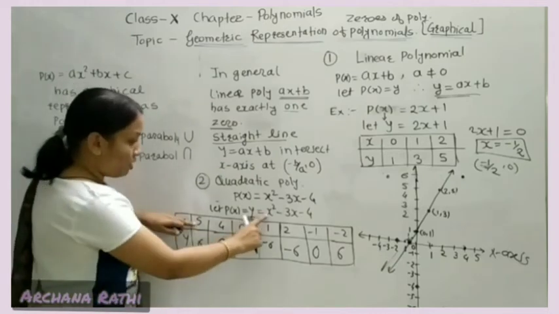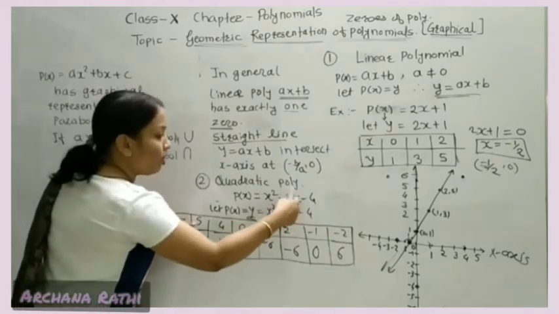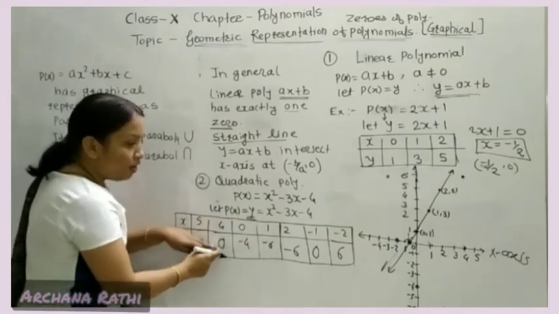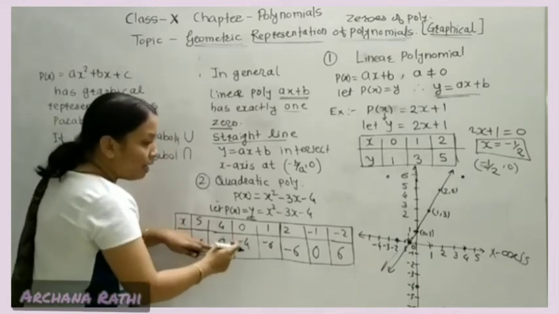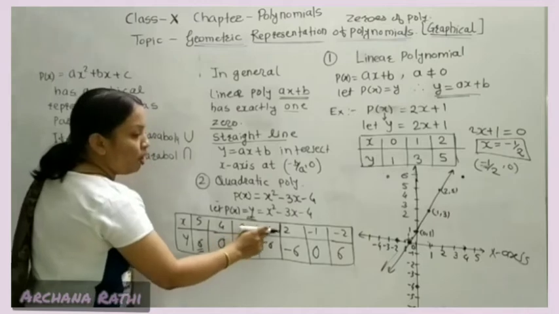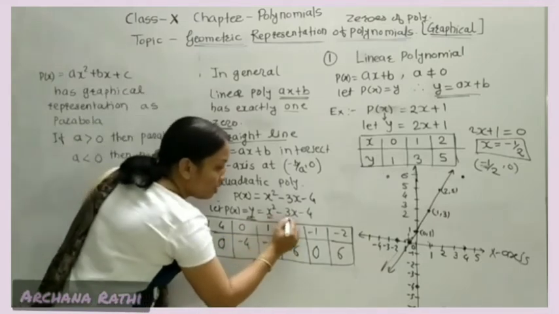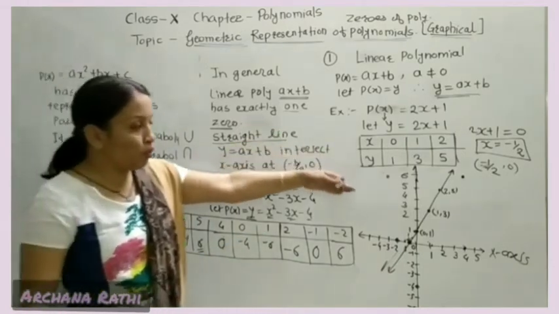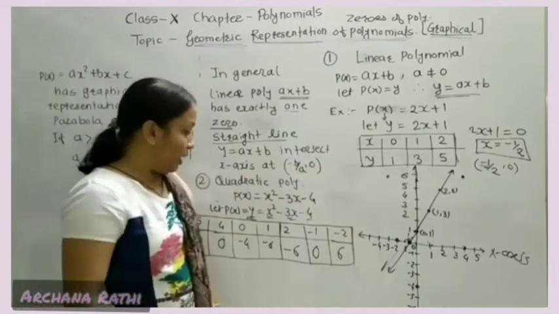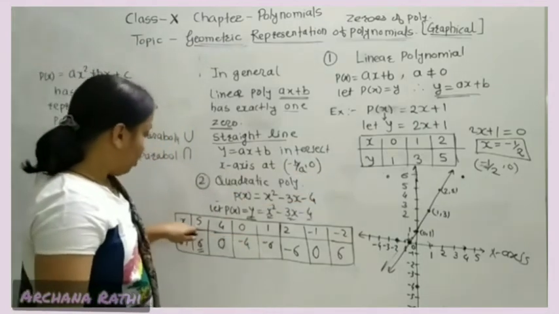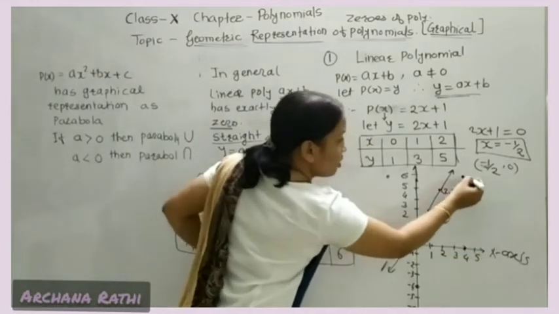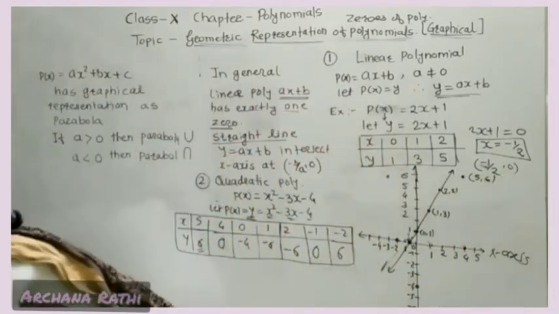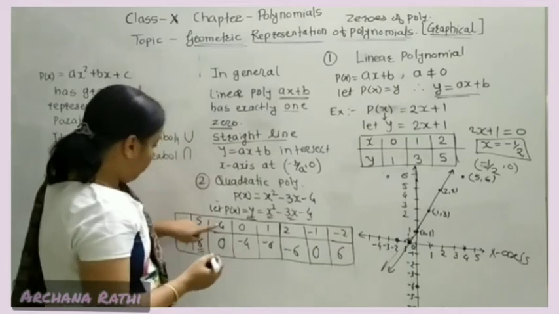I have put x = 5 here, and after solving I get y = 6. If I put x = 4, I get y = 0. Like that, if I put the values 0, 1, 2, -1, -2 for x, I will get the respective values of y. Then we are going to plot those points on this Cartesian plane. The first point is (5, 6). Now the next point is (4, 0).